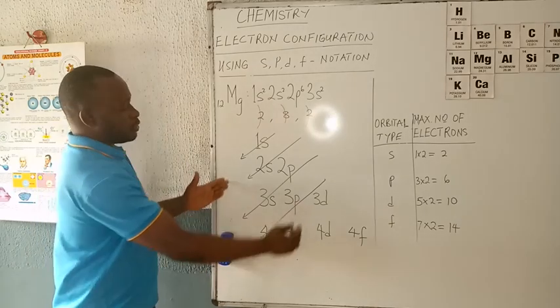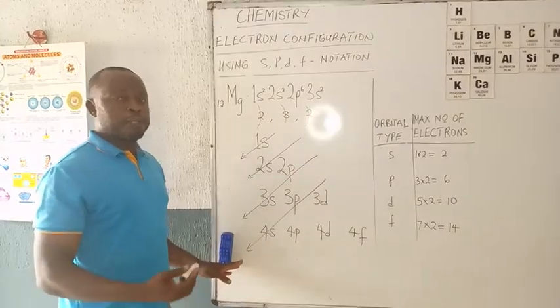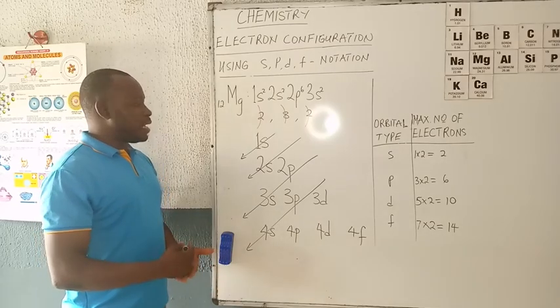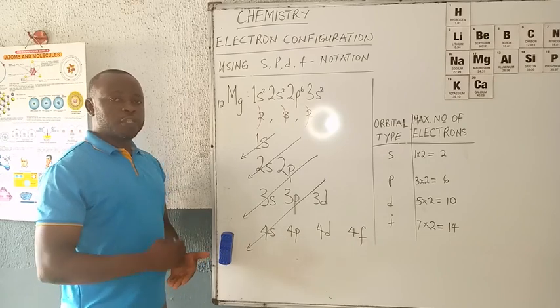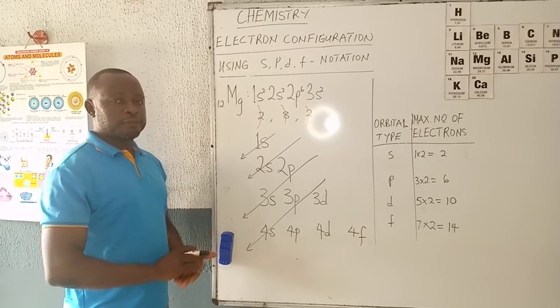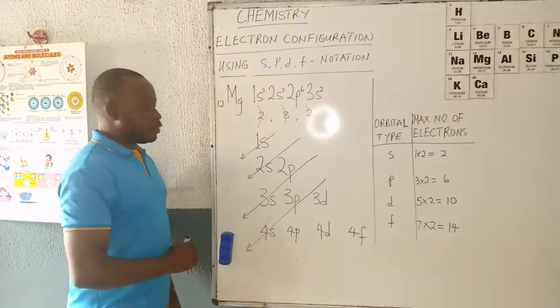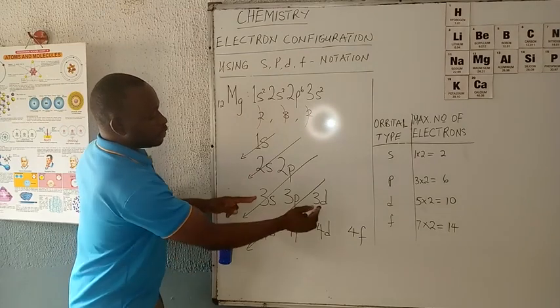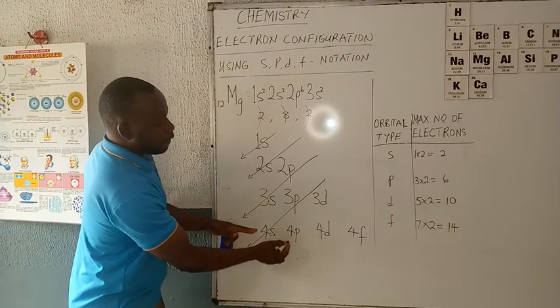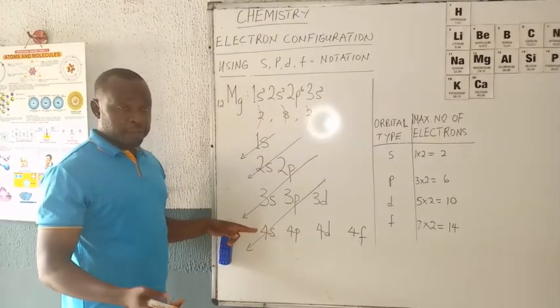You need this information here, which we call the Aufbau principle, which explains how an atom is built up from the shell which has the lowest energy level. Here you have 1s, that is the first shell. You also have 2s and 2p, 3s, 3p, 3d, 4s, 4p, 4d, and 4f. You know what the letters mean, orbitals.